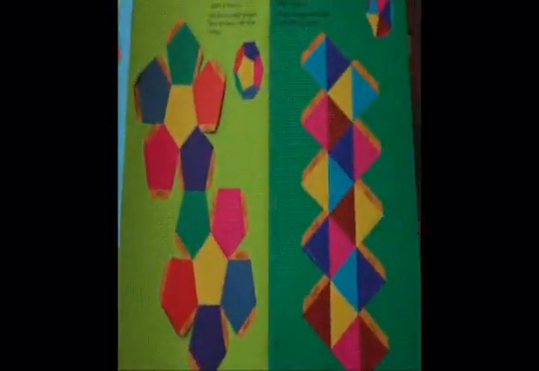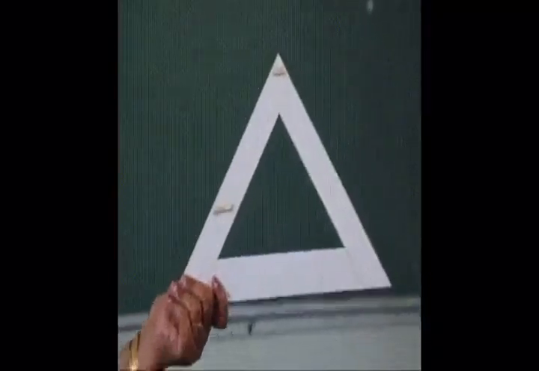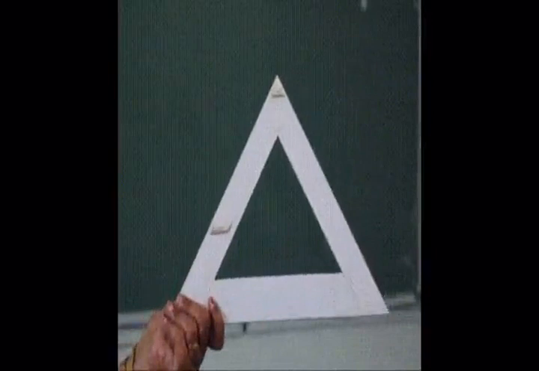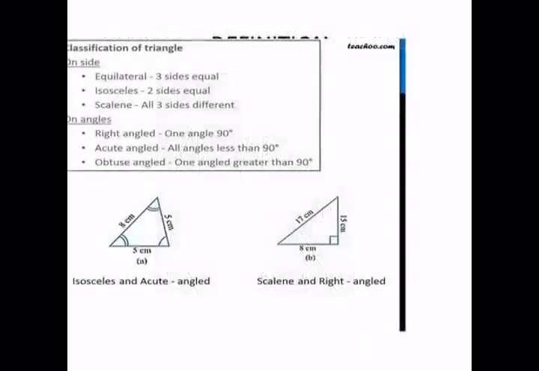2 sides are equal, and the students can measure the 2 sides. If 2 sides are equal and the third side is different, it is an isosceles triangle. And similarly, we can take another paper, we can cut scalene triangles, and the students do the self-activity according to sides.